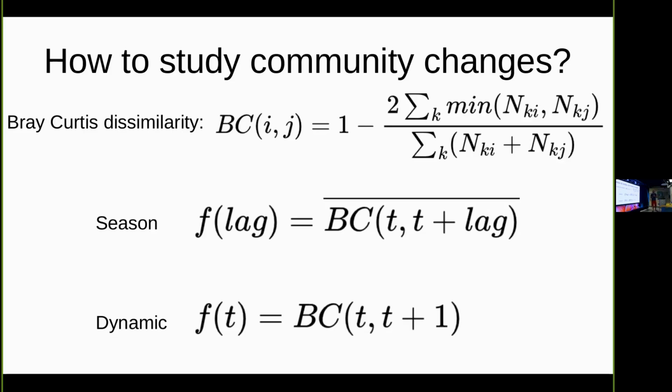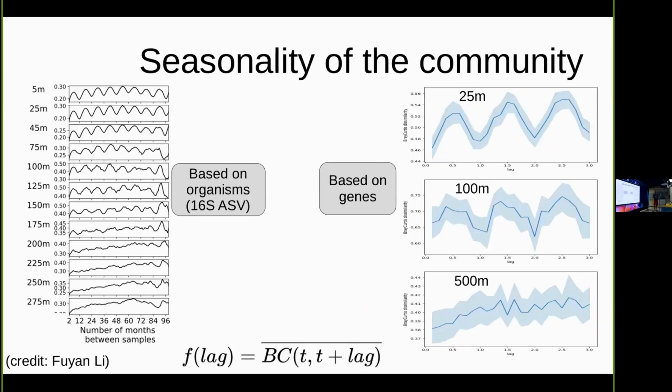With that, we will be able to study season and dynamic. The season will be just the average over time of the dissimilarity for a given lag. And the dynamic would be just the dissimilarity between two time consecutive samples. So that's the results for the seasonality of the community.